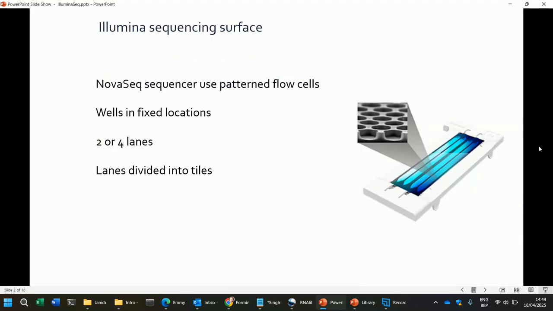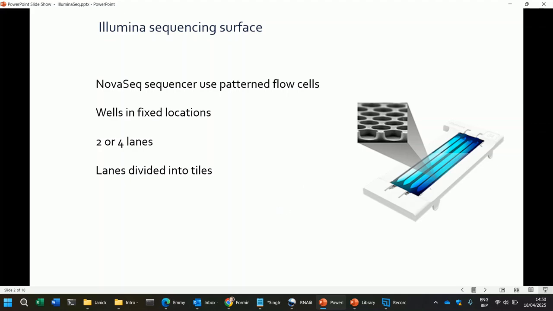The newer sequencers use flow cells that look like this. They are called patterned flow cells. They are not glass slides, but you can see them as huge micro well plates because they have a patterned surface. They contain small wells in which the fragments of the library end up, and this is where they will be sequenced. Also, these flow cells are divided into lanes, typically 2 or 4 lanes. And also here, the camera cannot make a picture of the entire lane, so each lane is divided into multiple tiles.